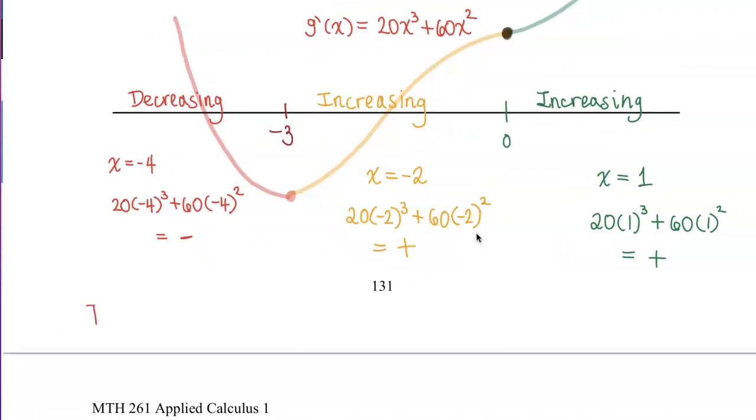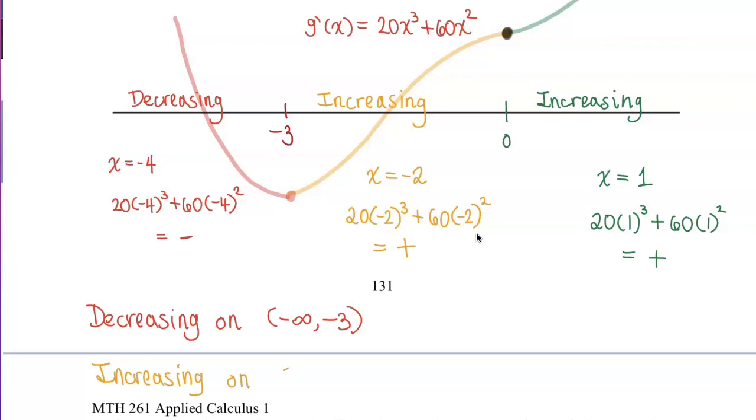This is decreasing on -infinity to -3, right? And this is increasing on -3 to 0 first, right? But also it stopped at 0, but it starts going back up from 0 to positive infinity.